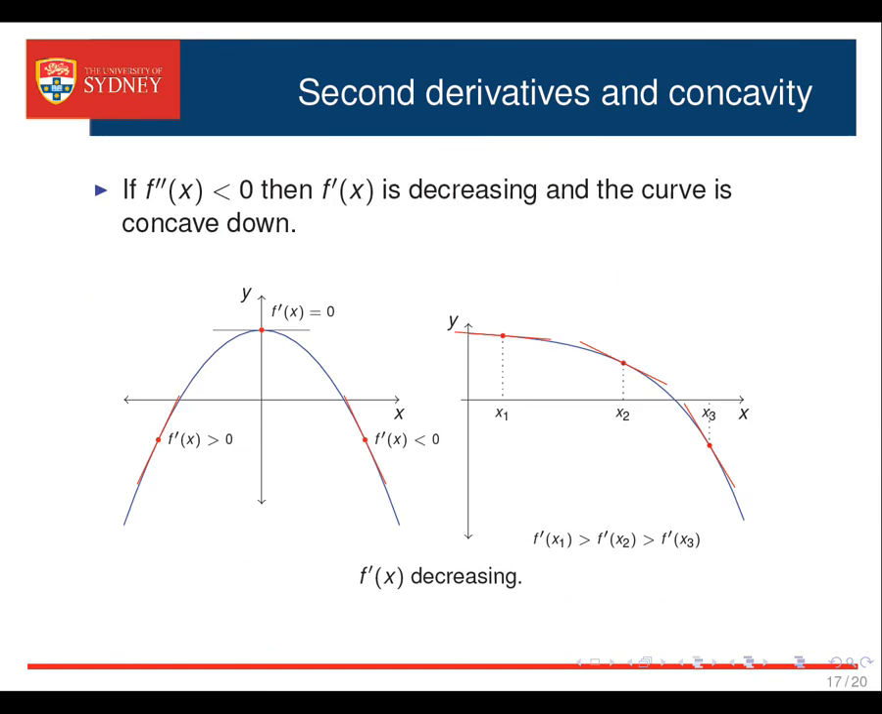If the second derivative is less than 0, then the first derivative is decreasing and the curve is concave down. Here are some examples of concave down curves. Notice that this time the first derivative is decreasing from left to right, and so the second derivative will be less than 0. Another little tip for remembering this shape: if you are feeling down, you will most likely have a frown on your face. So concave down means you have a frowny face.